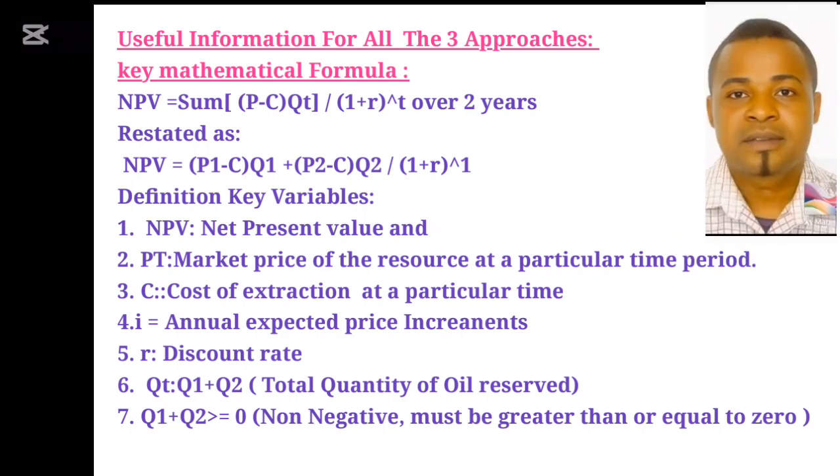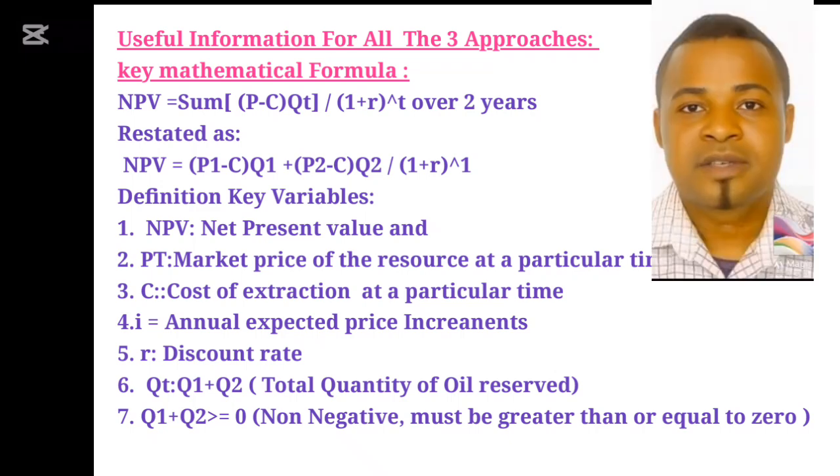In addition, here are two important constraints to consider. 1. The total quantity or amount of oil extracted must not exceed a particular figure, since the resource is considered to be limited. Thus, mathematically, each quantity extracted at each time period, when combined together, must not exceed the total reserved quantity of oil. Thus, Q1 plus Q2 up to Qt equals Qt, which is the total quantity of oil reserves.